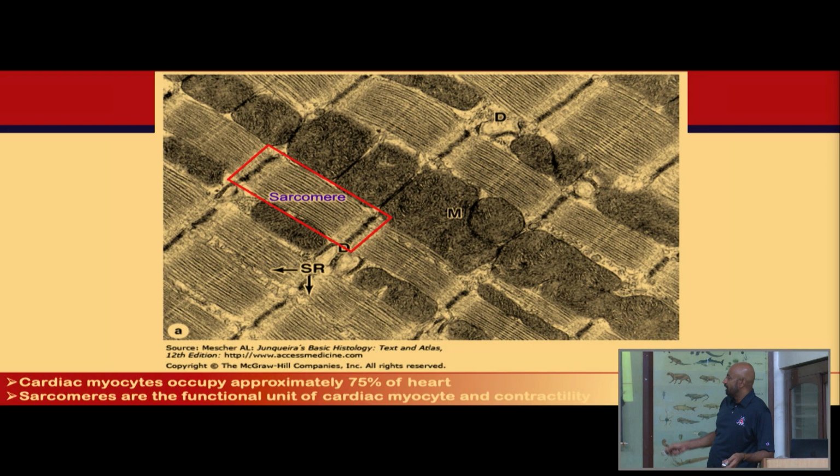Again, within the heart, 75% of the cell types are cardiomyocytes. But we also have endothelial cells, fibroblasts, and all other cells within the myocardium.